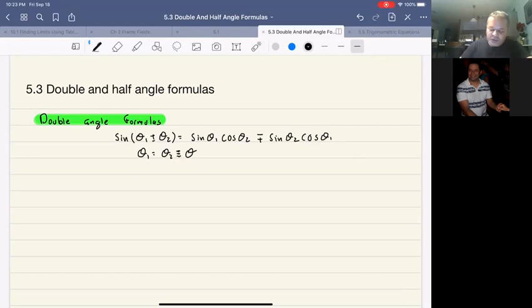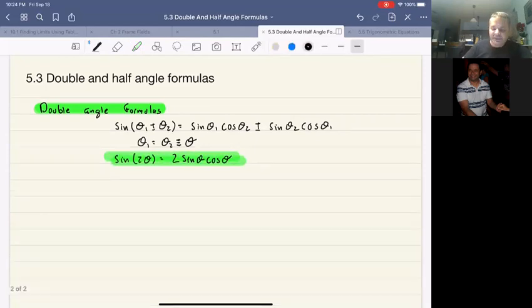So if that's true, then what do we reduce to? We're going to get sine 2 theta equals, well, we're going to have sine theta cosine theta, and that's a mistake, that should have been plus or minus. Remember, the sine has the same sign, okay? Plus or minus. And so we're going to get 2 sine theta cosine theta, okay? Now, that's the first one. Sine of 2 theta equals 2 sine theta cosine theta.